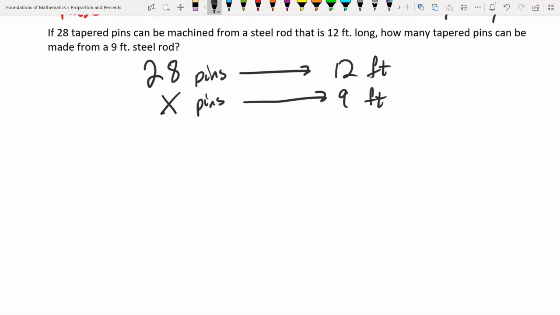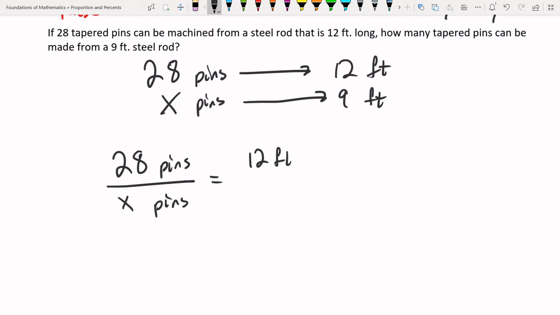So I recommend you always write ratio equal ratio. In other words, the same units over each other equals other units over each other. We know 28 pins goes to 12 feet and X pins goes to 9 feet. 28 pins over X pins equals 12 feet over 9 feet. Pins goes to 12 feet. X pins goes to 9 feet. This is always how it's going to work.